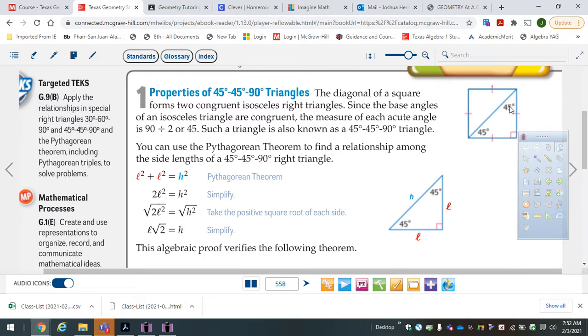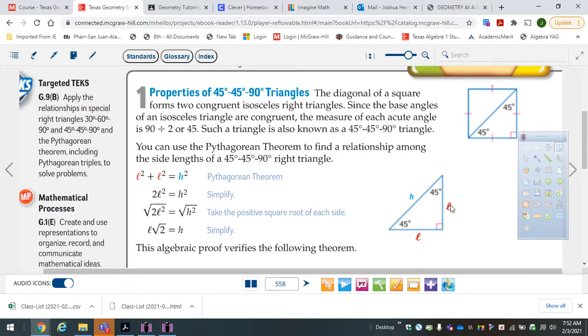Remember, the 90-degree angle is cut in half, so that's 45 and 45, because there are 180 degrees in all. So it gives you a 45-45-90-degree right triangle. This is a special triangle. You can use the Pythagorean Theorem to find the relationship among the sides of the 45-45-90-degree right triangle.